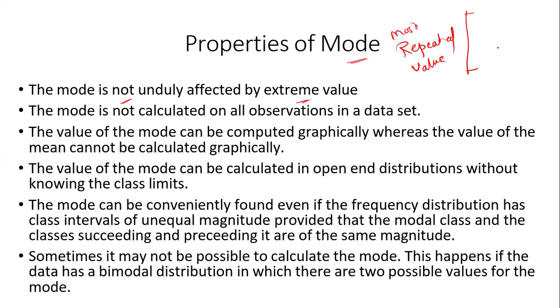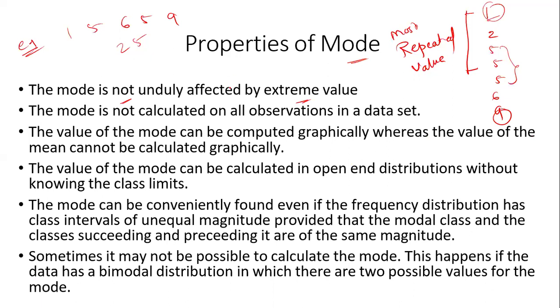What are the extreme values? For example, we have 1, 5, 6, 5, 9, 2, 5. If we arrange this in a proper sequence, that is 1, 2, 5, 5, 5, 6, 9. So the extreme ends are 1 and 9. Is the mode affected by this 1 or 9? No, there is no relation. The value which is most repeated is the mode.